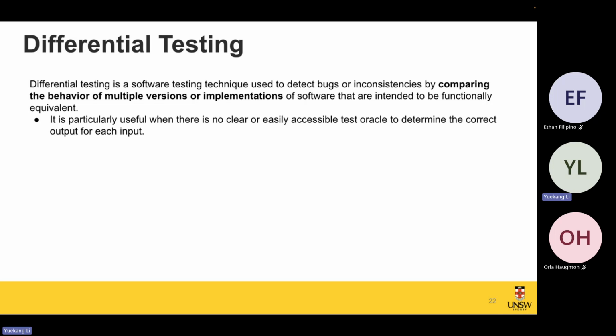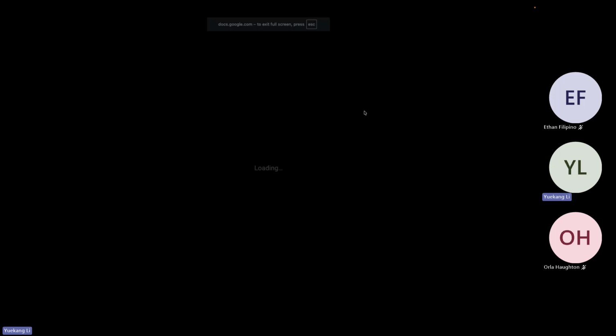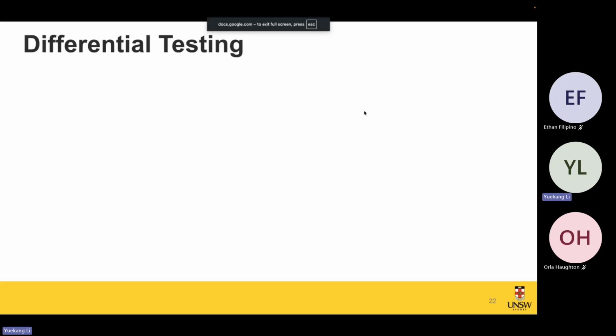Maybe another example is that we want to test the PPTX file parser. What we can do is try to render the PPTX file inside Google Slides. We can also try to open it in PowerPoint. And if the same file looks different in the two systems, then it's very likely that one of them is wrong. So that's the spirit.